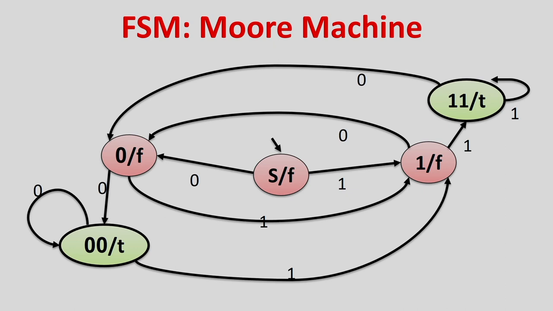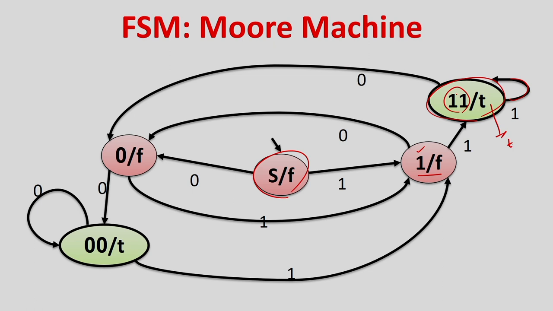So, Moore machines require 5 states, because the output is encoded in the states. Initially you are in the start state, and whenever you are getting a 1, you go to another state where you have encountered only one 1. If you are getting another 1, you go to another state, because here you are outputting true. Okay, here the output is true. This is the state where 2 1s have been encountered, and in this state you are making it true. If you are encountering another 1, then it stays in the same state.